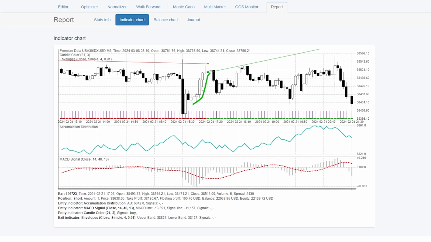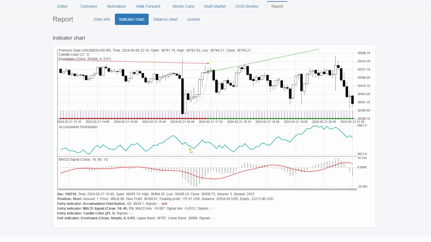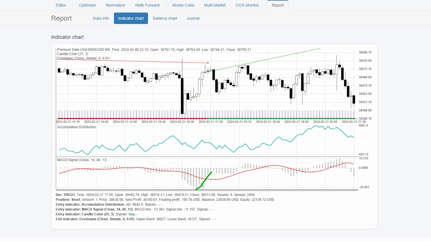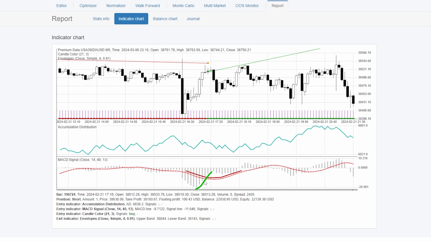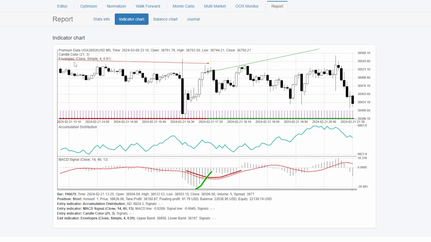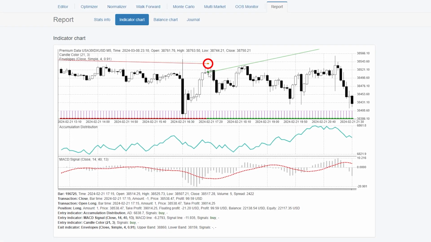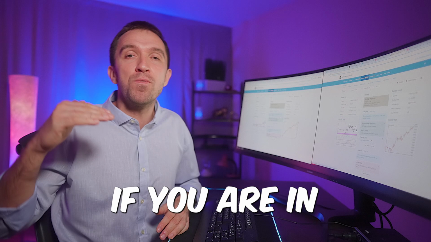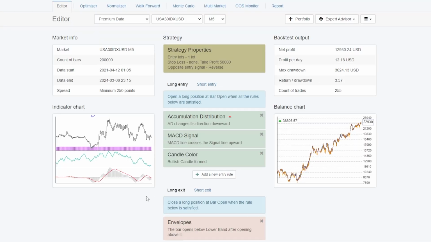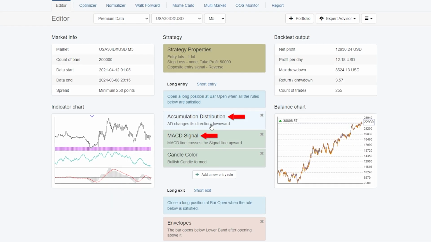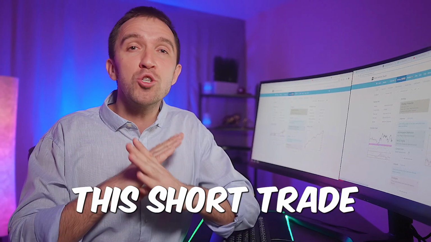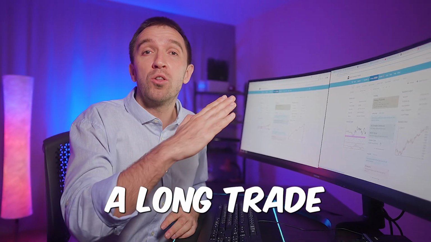We have a few consecutive bullish bars formed, the AD changes its direction, and right in here you can see that the MACD line crossed the signal line upward. So the previous short trade was closed and a long trade was opened. So the strategy has a reverse option, which means that if you are in a short trade but the rules to open a long trade are confirmed, the expert advisor will close this short trade and will open a long trade.